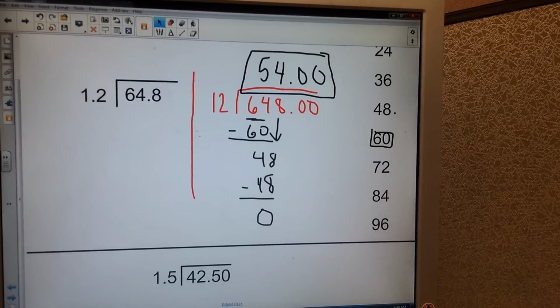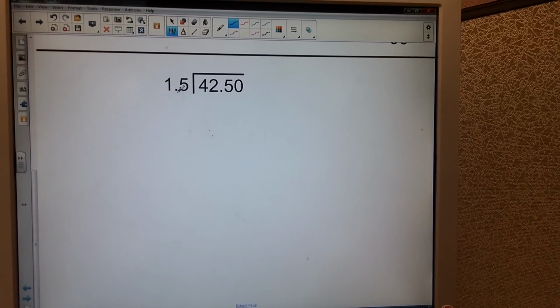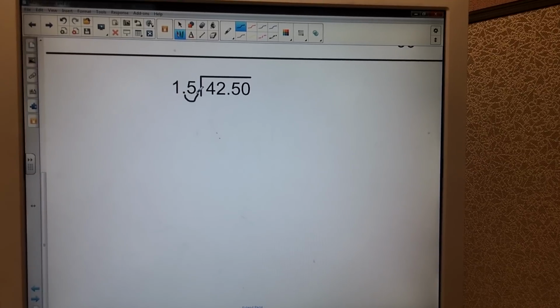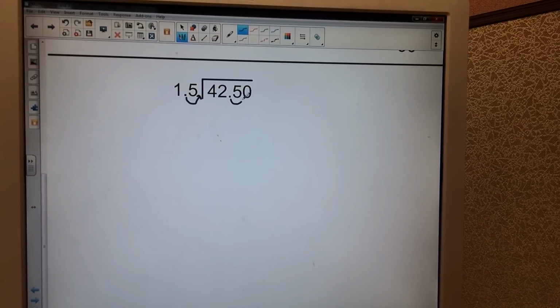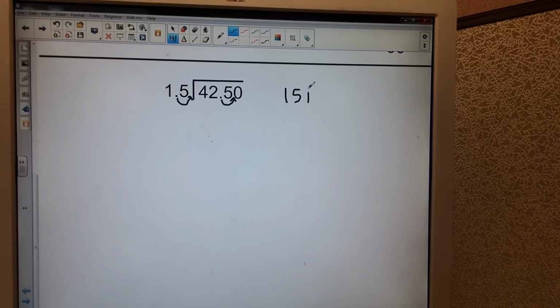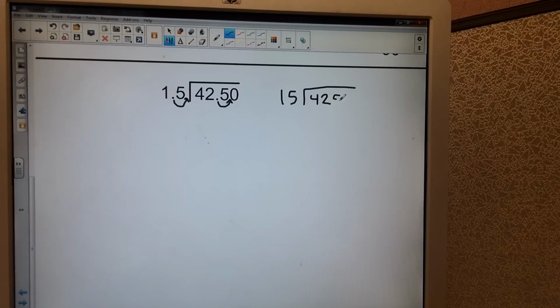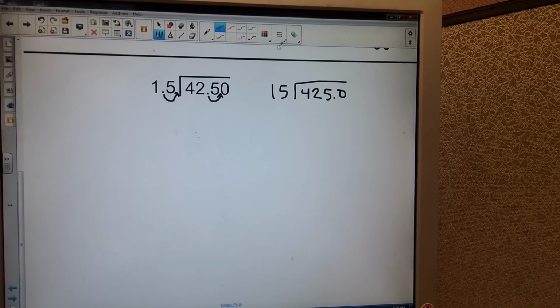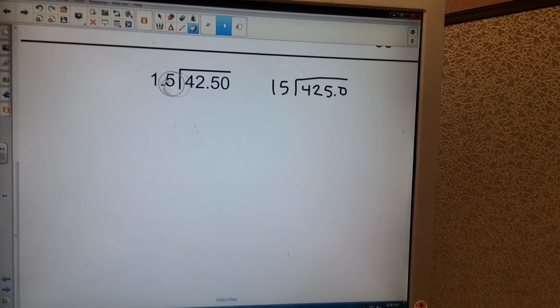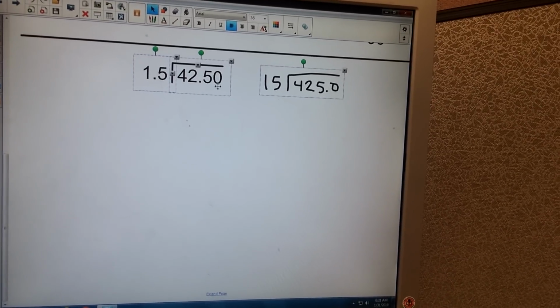We're going to try a second one here. And this is 42.50 divided by 1.5. Again, before I get started, I can't divide by a decimal. It's just a rule of math. So really I'm doing 15 going into 425.0. and the division is not going to change. The problem is still going to be done the same way as before.